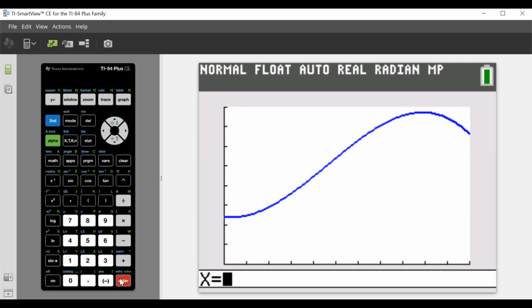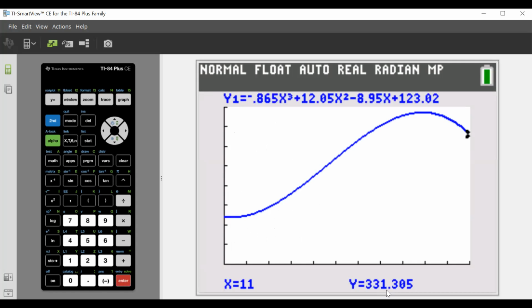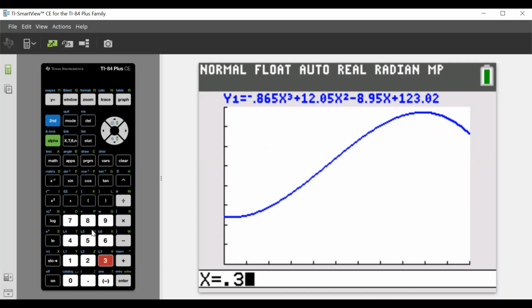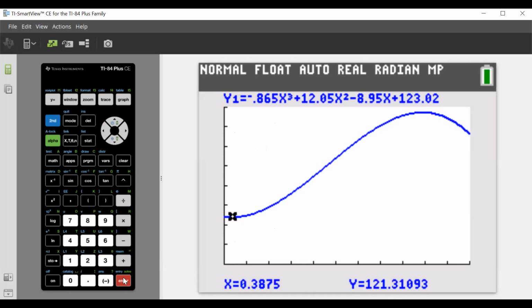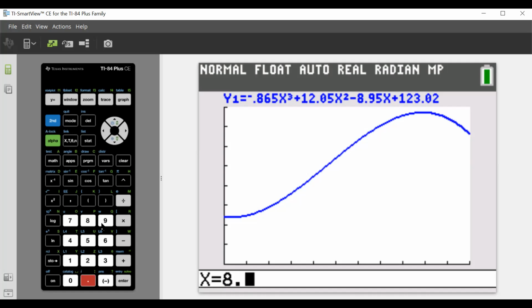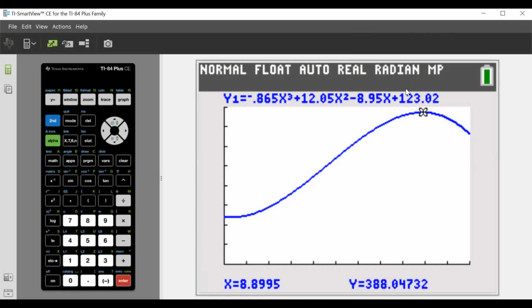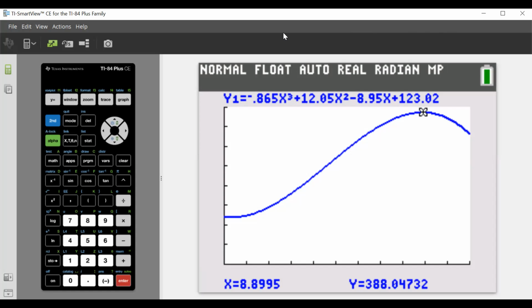Now we do our calculations. We needed f of 0, which we knew. Now we have to do f of 11, so we get 331.305. Then we do that 0.3875, which gives us 121.31093, and probably 0.31 is as good as we need. And our last one was 8.8995, and that's 388.047. So that's going to be our absolute max, obviously.